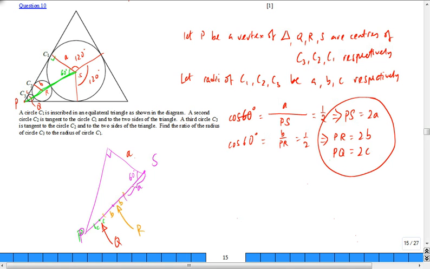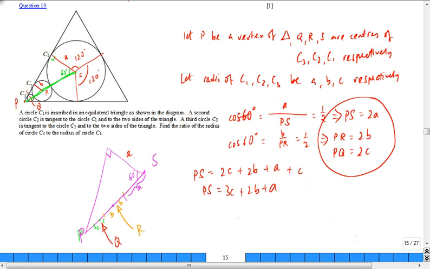Then we also know that PS, the entire thing, is made up of 2C, this part, plus 2B over here, plus A, and plus C over here. This is also C. Simplify it, and we get 3C plus 2B plus A is equal to PS.